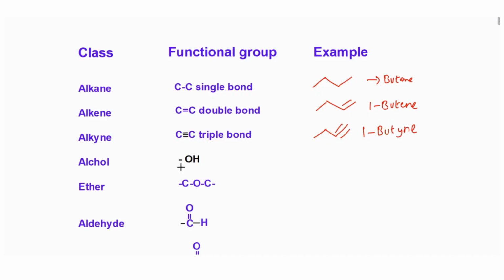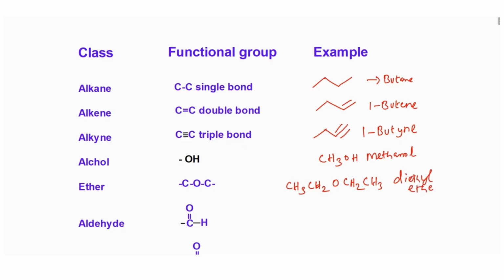Now this is alcohol. An OH group means it is an alcohol. For example, this is CH3OH. How do you call it? It is methanol. And ether has the linkage C-O-C. For example, CH3CH2-O-CH2CH3. You see, the oxygen is connecting with these two carbons. This is the ether linkage. So this compound is called diethyl ether.